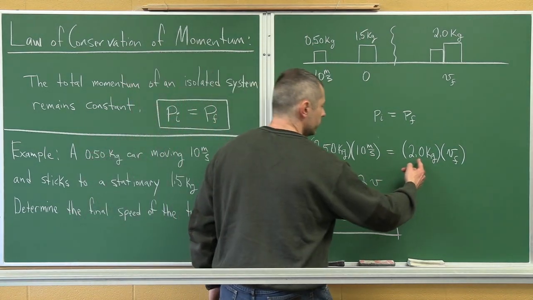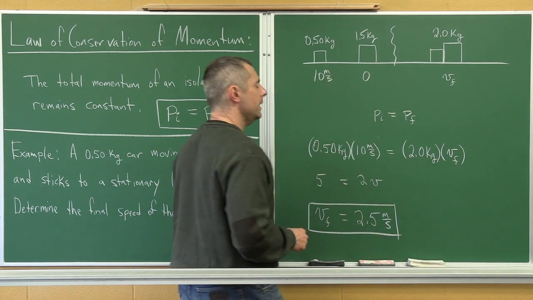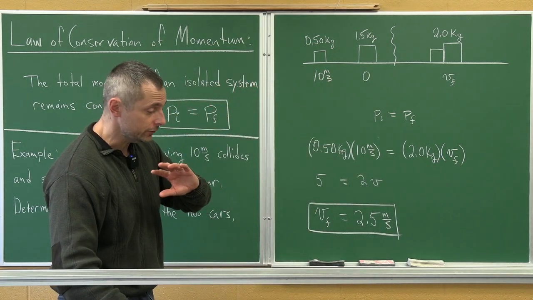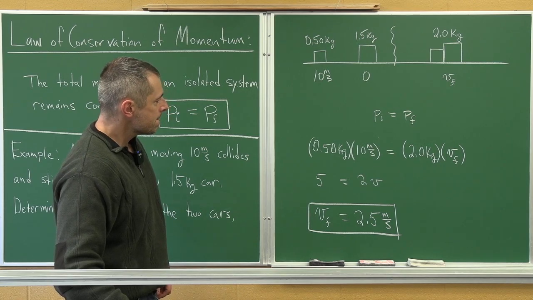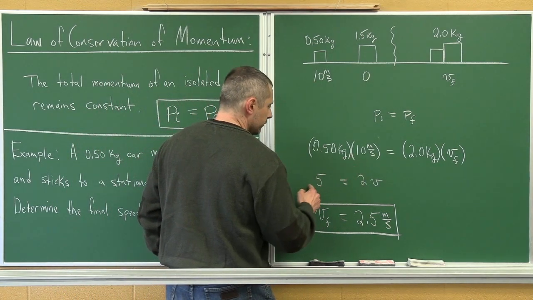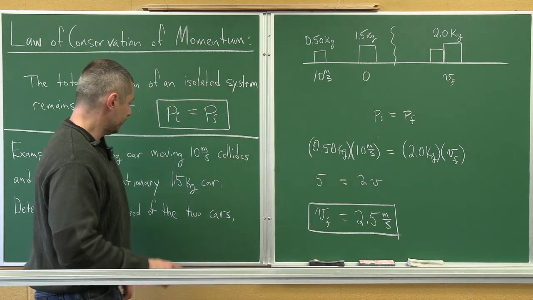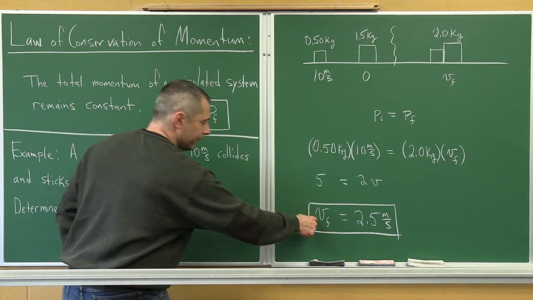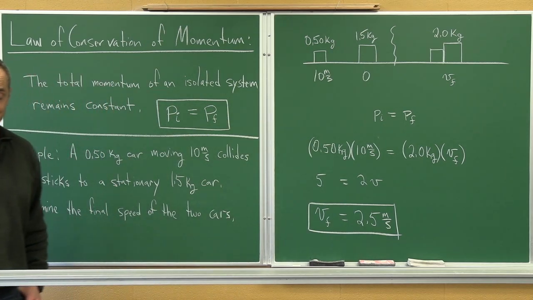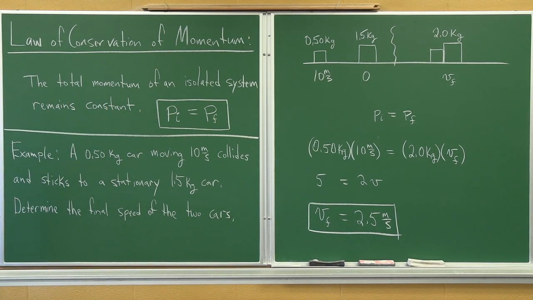And then after, I got 2 kilograms times final speed, or final velocity, I should say, because all this stuff, direction matters. This multiplied out gives me 5. This is 2v, divide both sides by 2, and I get 2.5. So the car rapidly slowed down, as we saw in the demonstration. All right, so let me create a pause, give you an opportunity to copy this down.